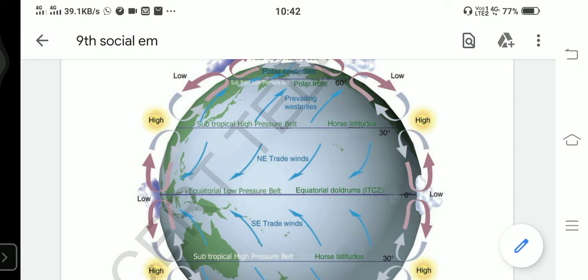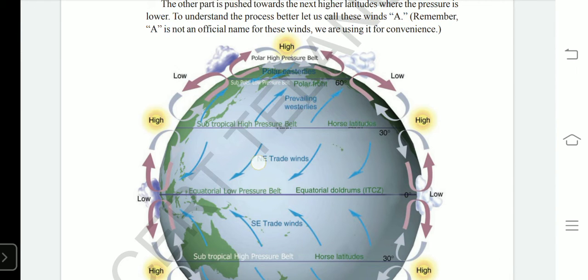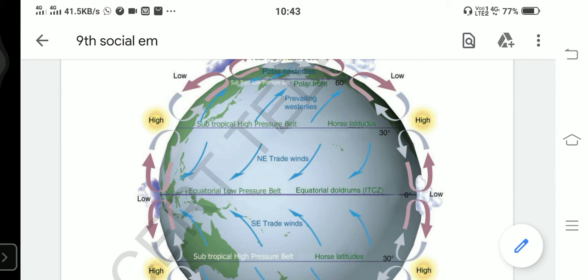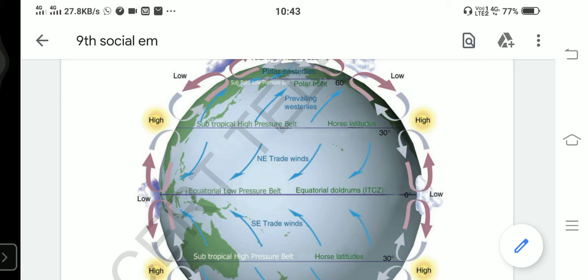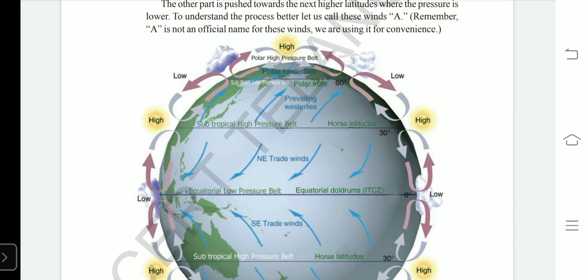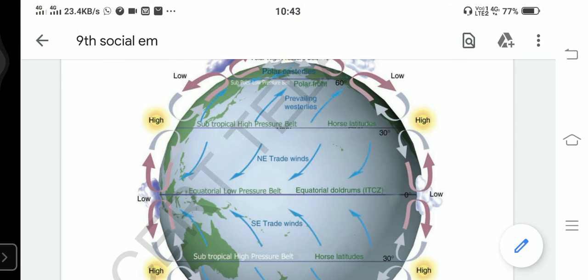high there. So just now we discussed that at the equatorial zone there is a low pressure. So here, listen very carefully, air molecules of the subtropical high pressure belt, that is, air from the high pressure belt, blows towards the equatorial low pressure belt to neutralize it. Understand?